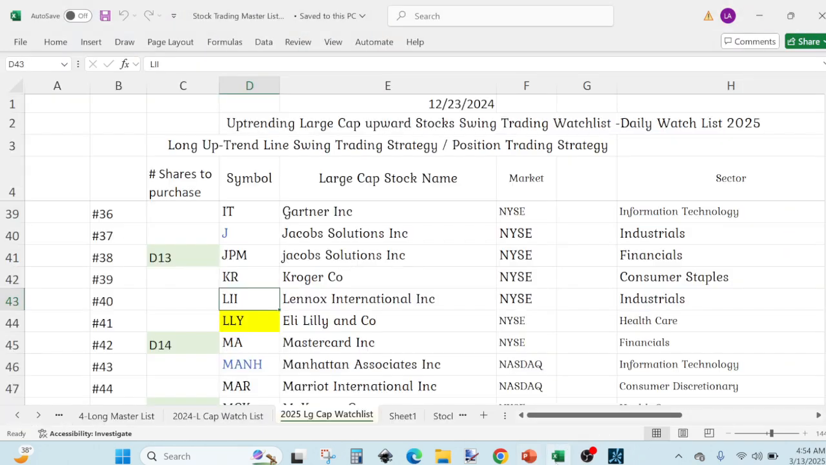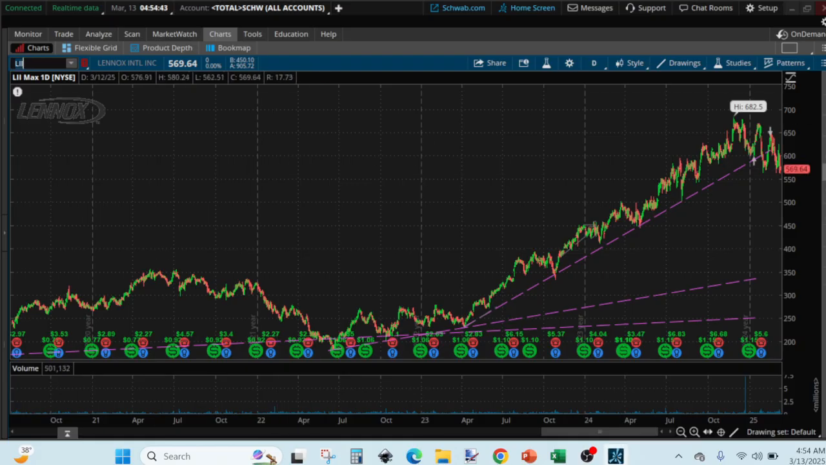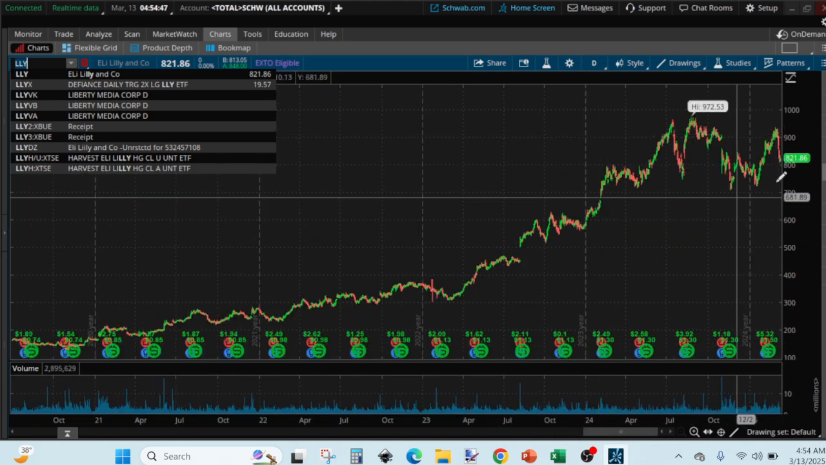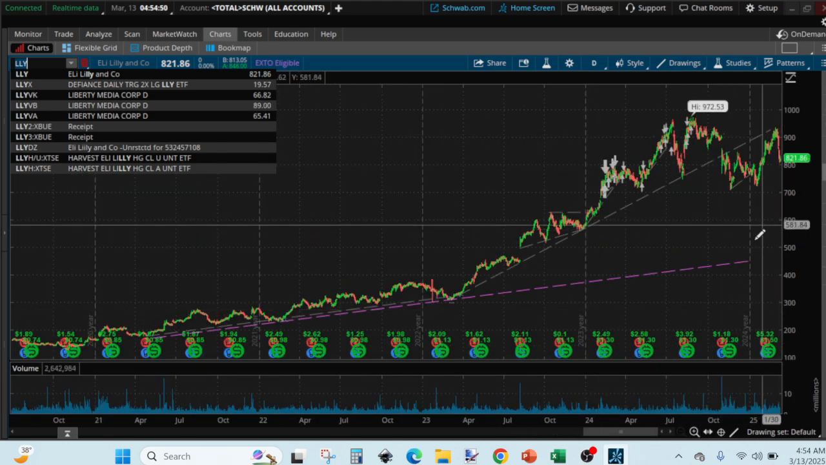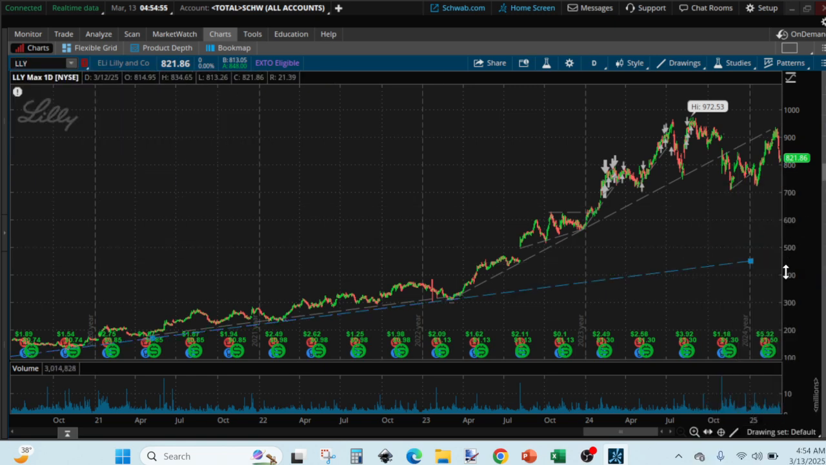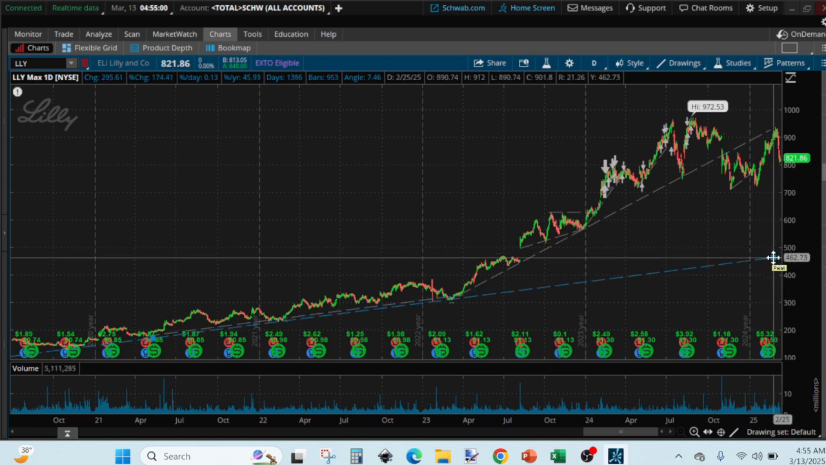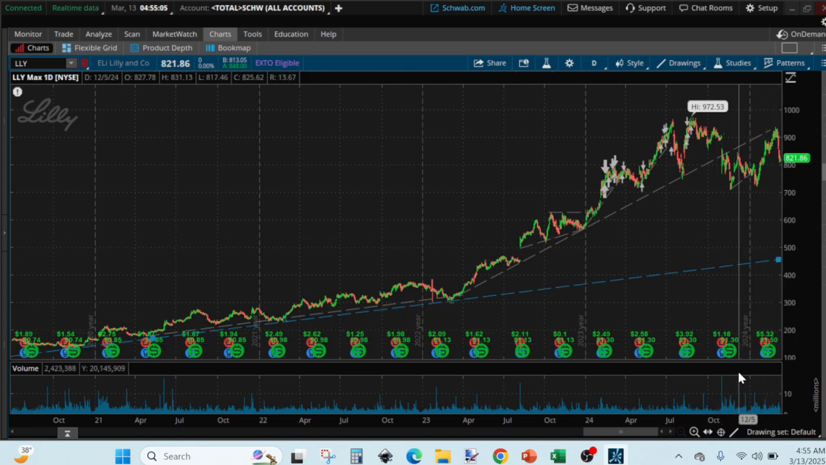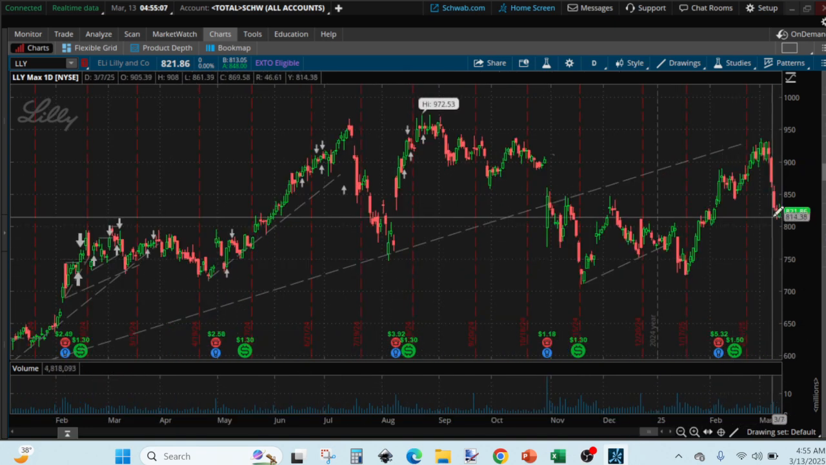So the last one in this same section that we are going to analyze is LLY. LLY is highlighted because we purchased it and we have not sold it yet. And yesterday the price went up. So we have this line that we like to buy at next time we buy, but right now the price is far from it, and the price went up yesterday.